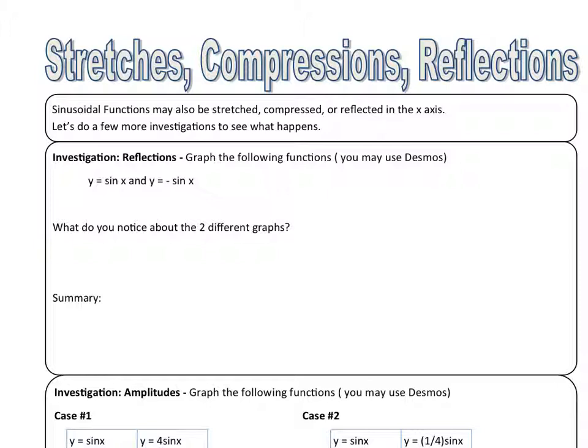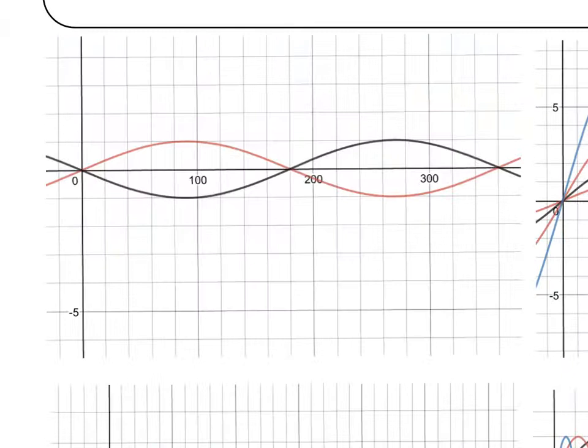So the first investigation, I asked you to look at the reflections. I asked you to graph sine x and y equals minus sine x. If you went to Desmos, you would have got something like this. This red one is our original sine x, and this black one was our negative sine x.